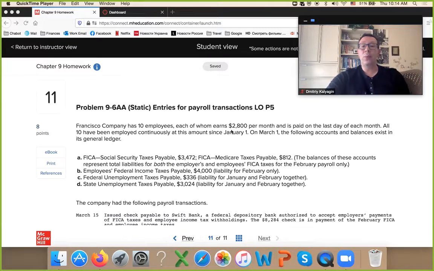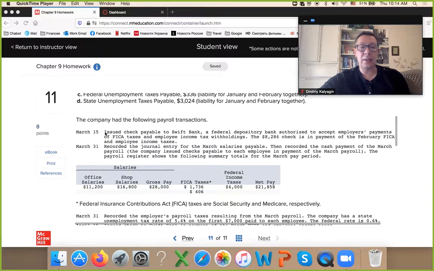So far the employees worked for 2 months, so each employee has already made cumulative gross earnings of $5,600. Everybody is at 5,600 and now it's March. So we have to journalize these transactions. March 15th we issued a check payable to a bank, which is a federal depository bank, authorized to accept our employer's payments of FICA taxes and employee income tax withholdings. The check is in payment of the February FICA and employee income taxes.